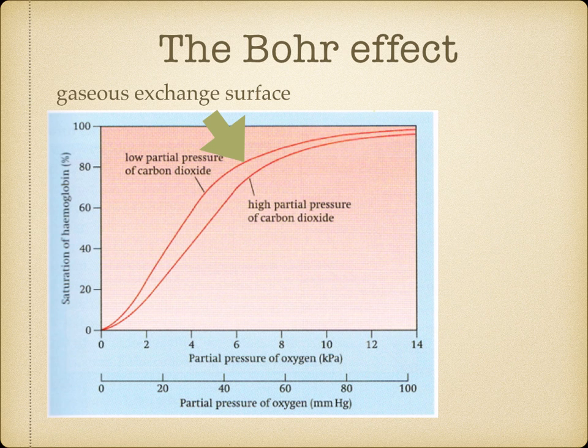If you were to draw the oxygen dissociation curve for hemoglobin in the presence of different levels of carbon dioxide, this is what you get. On the left, there's a low partial pressure of carbon dioxide. Where would you find this in the body? Well, it would be at the gaseous exchange surface. This means that the hemoglobin binds with the oxygen more readily since carbon dioxide levels are low.